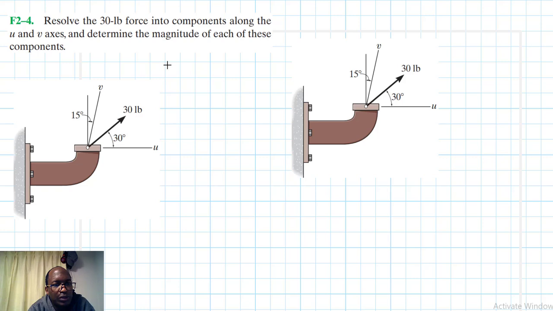The problem reads: resolve the 30 pounds force into components along the U and V axis, and determine the magnitude of each of these particular components. This problem is coming from the Engineering Mechanics Statics textbook, 13th edition, by R.C. Hibbeler.